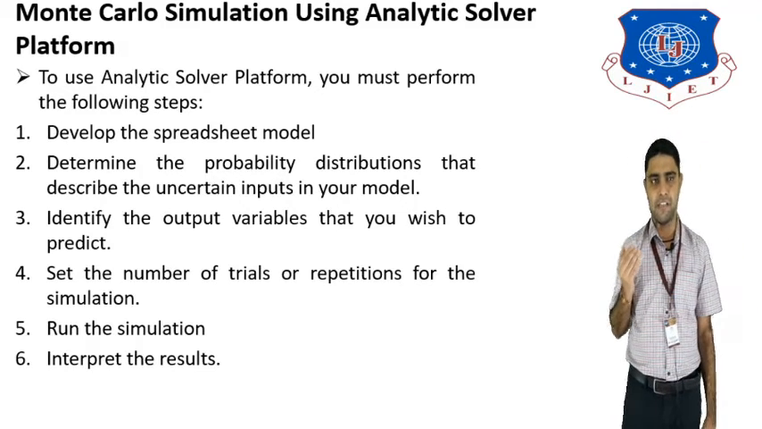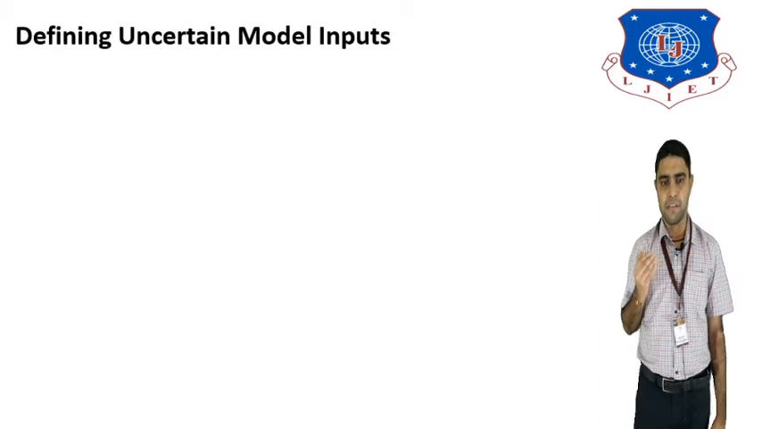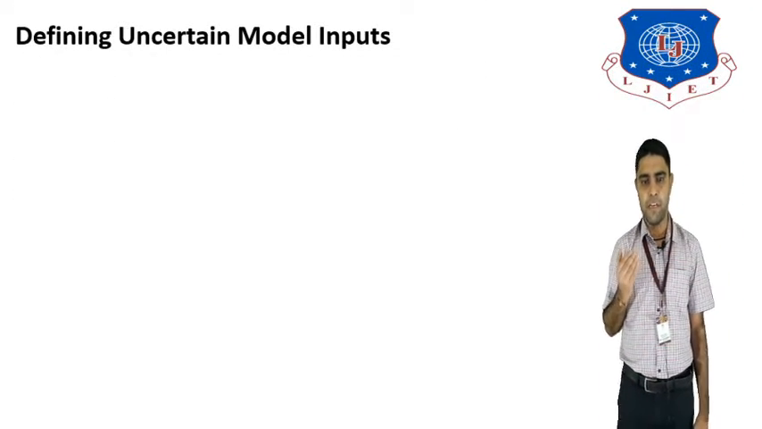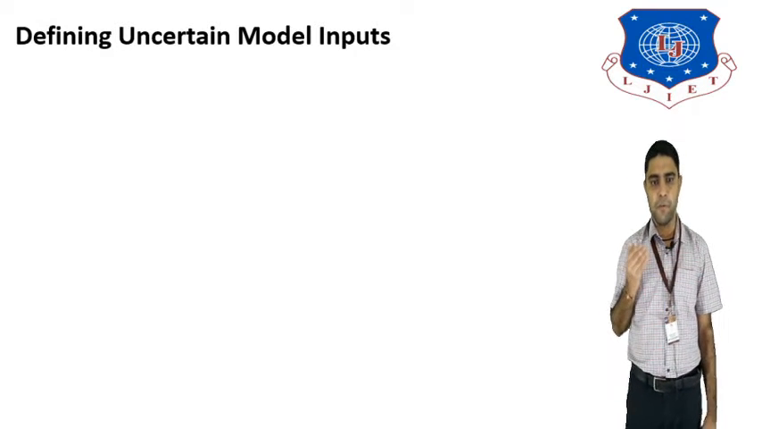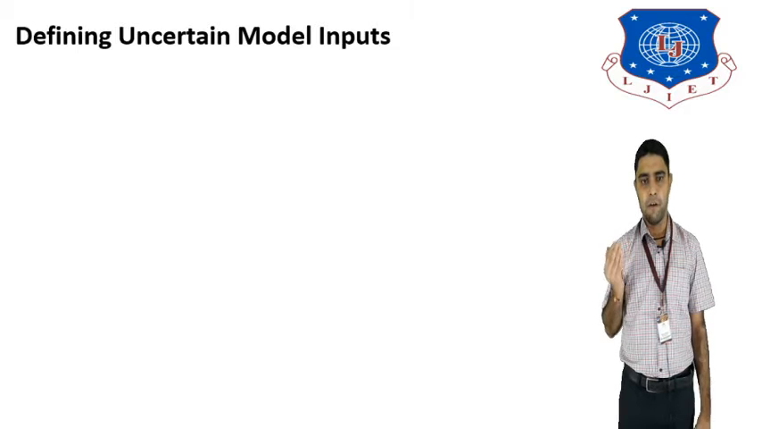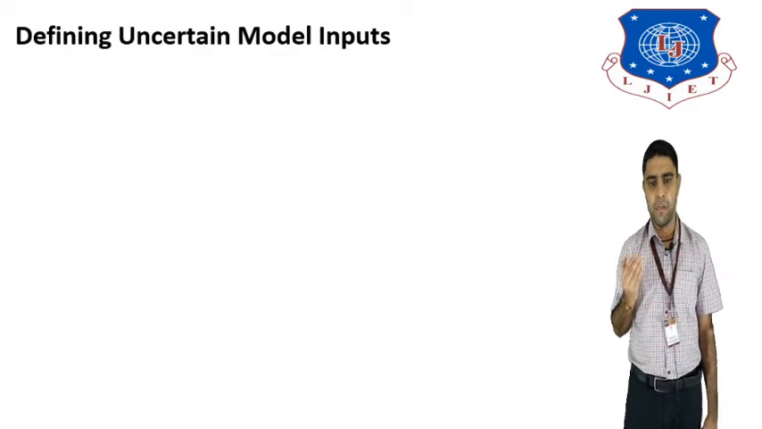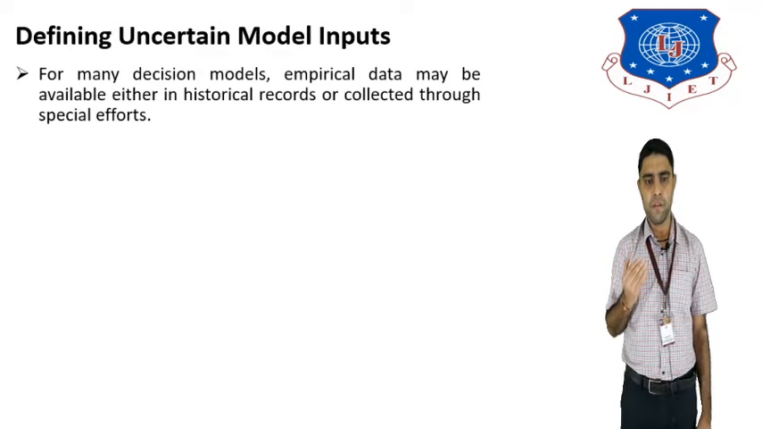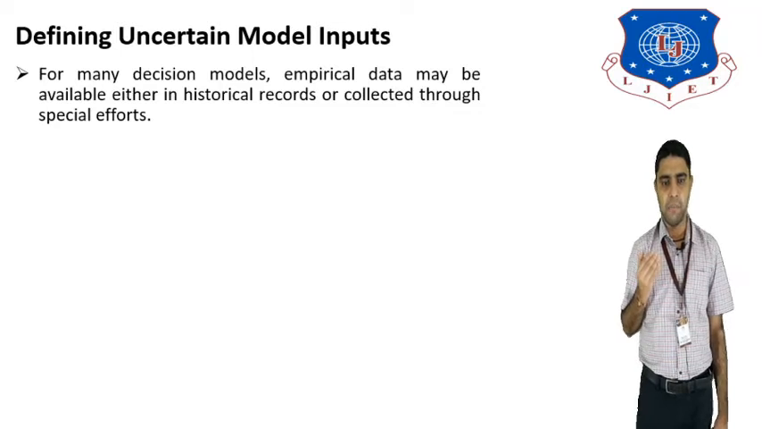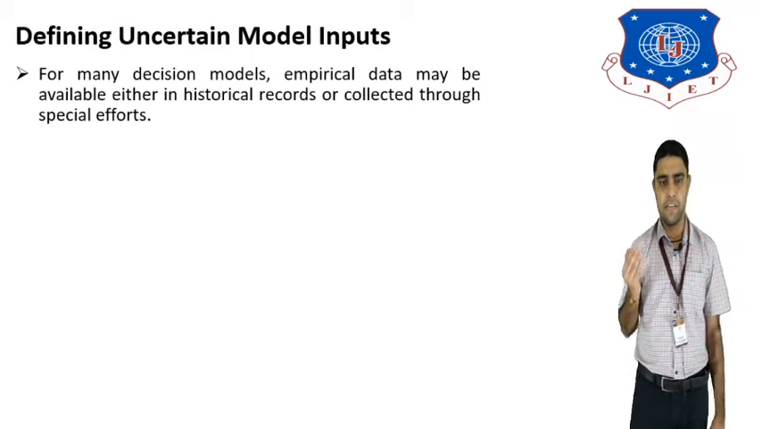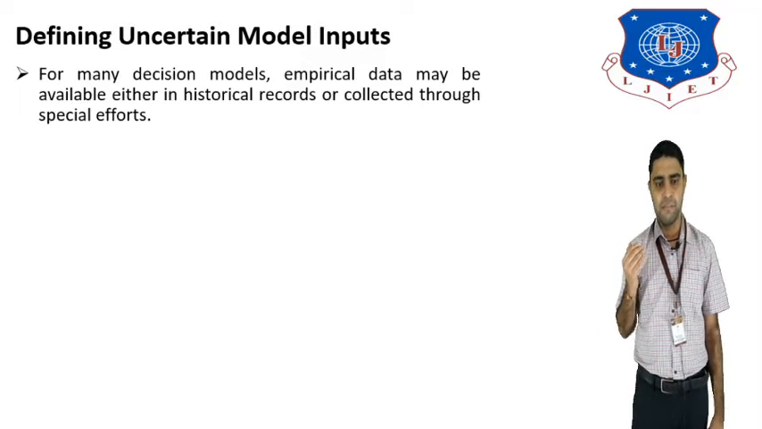We will see each step in detail. The first step is defining the uncertain model inputs. For defining inputs, we first create the spreadsheet for the model. For the probability distribution function, we create a spreadsheet, and after that we define which types of uncertain inputs there will be. For the decision model, data will be available in historical records, that is, past data collected in the spreadsheet.